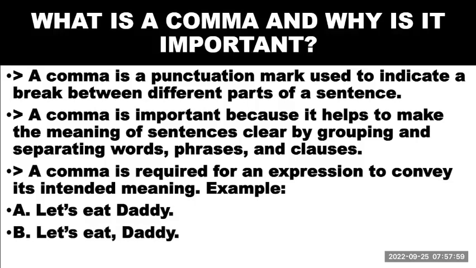So in sentence B, the comma plays the role to give us the accurate meaning that we intend. And so in sentence B, what we have is, "Let's eat, daddy." You see, there is a pause. And the comma we have in this sentence gives us the signal, and that is why it is called a punctuation mark. It is a mark that will signal to the reader where to pause and where to move on.